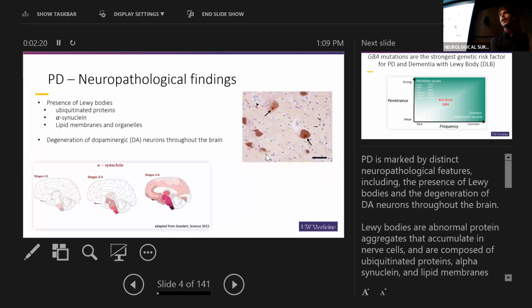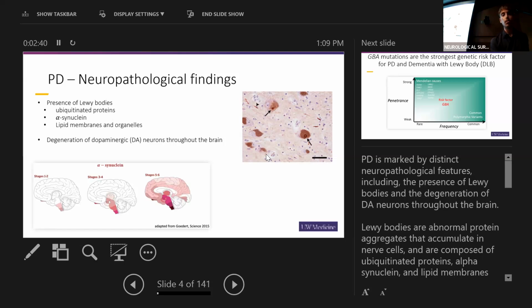The most important neuropathological finding in Parkinson's disease is the presence of Lewy bodies. These are neuronal protein aggregates that consist of ubiquitinated proteins, alpha-synuclein, and lipid membranes. The degeneration of dopaminergic neurons throughout the brain is also very crucial for Parkinson's disease.